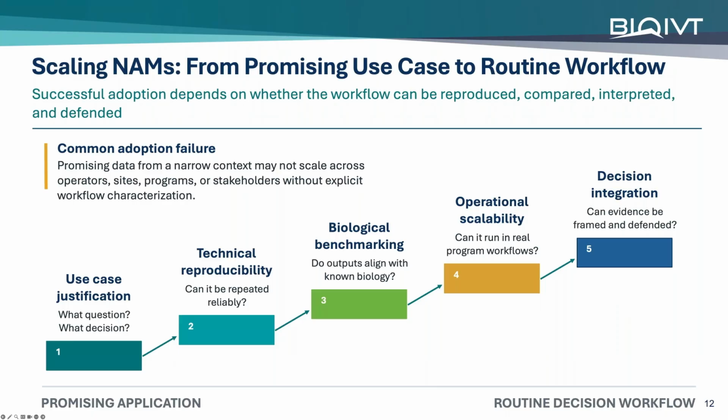So when I use the term scalability here, I'm not simply talking about throughput. Scalability means the ability to reproduce, compare, interpret, and ultimately defend the evidence as the application expands. And that's why characterization and benchmarking need to be built in early rather than added only after the model begins to move towards broader use.